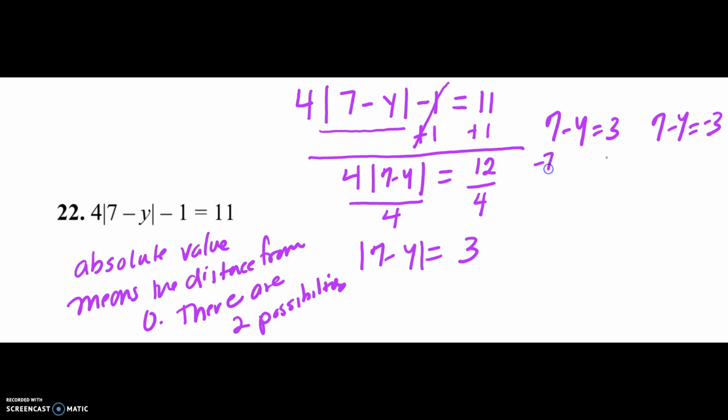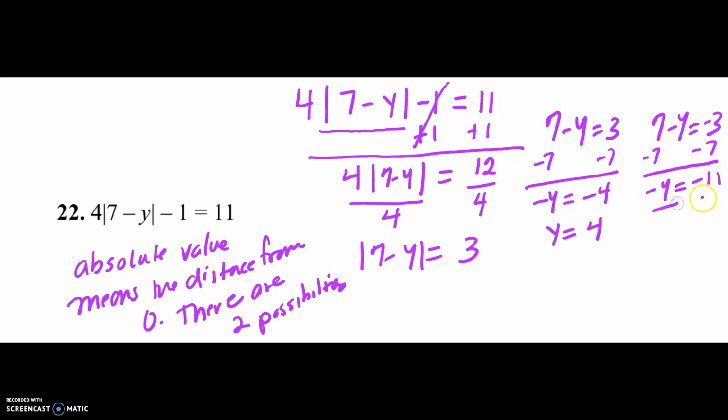So you subtract 7 from both sides, and you have negative y equals negative 4. And since we divide both sides by negative 1, we're left with y equals 4. And then the other equation, we have negative 7. Subtract negative 7 from the left and the right side. So we're left with negative y is equal to negative 11. Divide this by negative 1. So we're left with y equals 11. So those are our two possibilities.